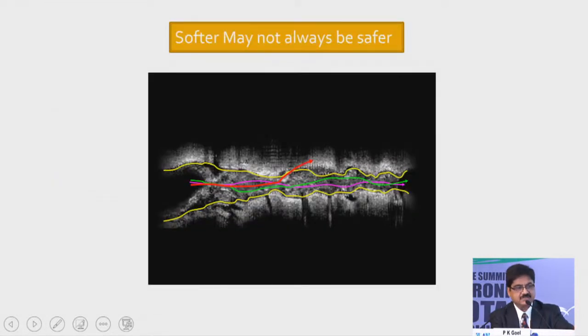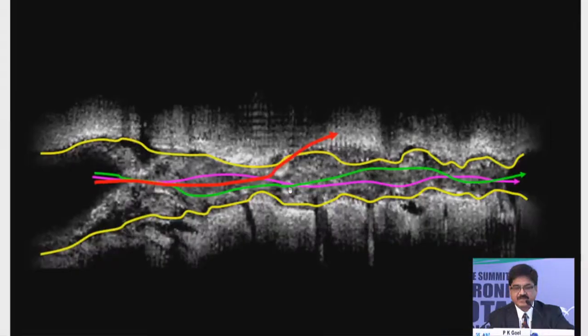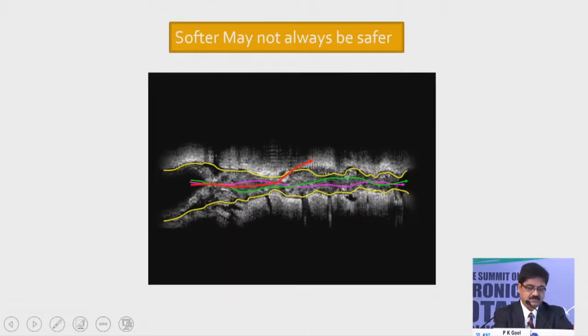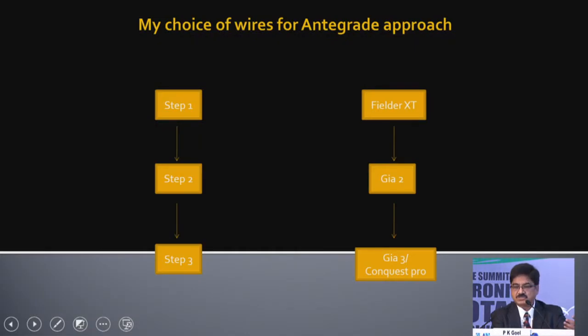Now, you always think softer is always safe. That's not correct. A softer wire, as you see in this picture, can get deflected by a calcium which is sitting here, and that calcium will deflect the wire into subintima, while a stiffer wire will penetrate the calcium and go down straight. So it is not that softer is always easier. My choice usually first is XT, second is Gaia 2, third is Gaia 3, and Conquest.